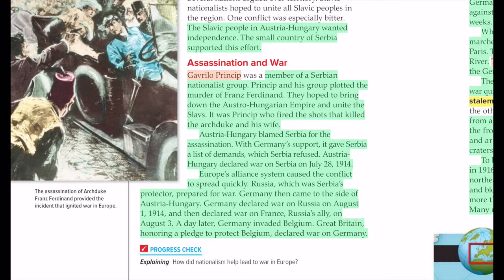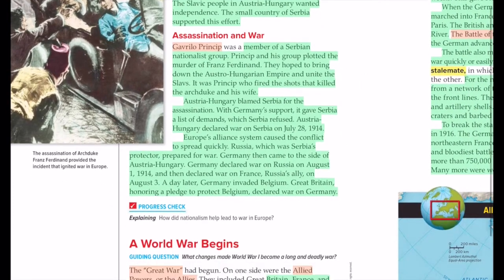Germany goes through Belgium, and then Belgium has a deal with Great Britain. So now Great Britain is brought into the war to protect Belgium, and also because they're worried about what if Germany takes over this whole region, and what that could mean for them. So now Great Britain is going to war with Germany too. So everyone gets drawn in.